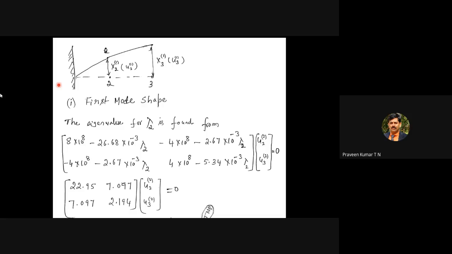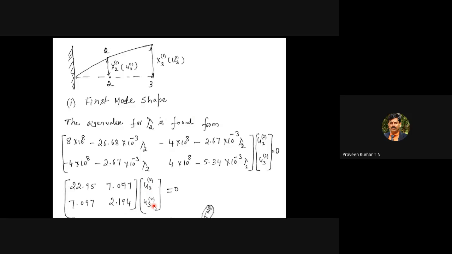As speed changes, the pattern of vibration also changes, or the characteristics of the vibration of the vehicle or any structure also change. At lower frequency, you are getting this pattern. At higher frequency, what is the vibration level? What is the pattern of vibration that we can get from substituting the lambda 2 value? Once you substitute lambda 2 and simplify, we get the relationship between the displacement at node 2 and the displacement at node 3.